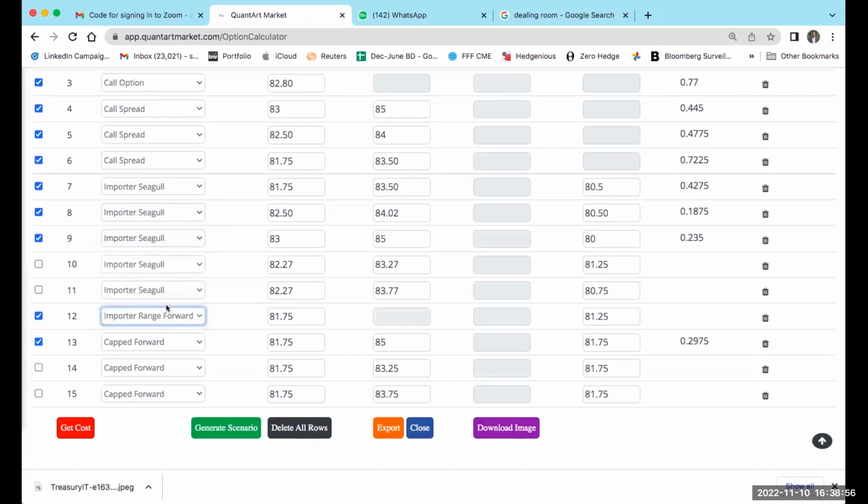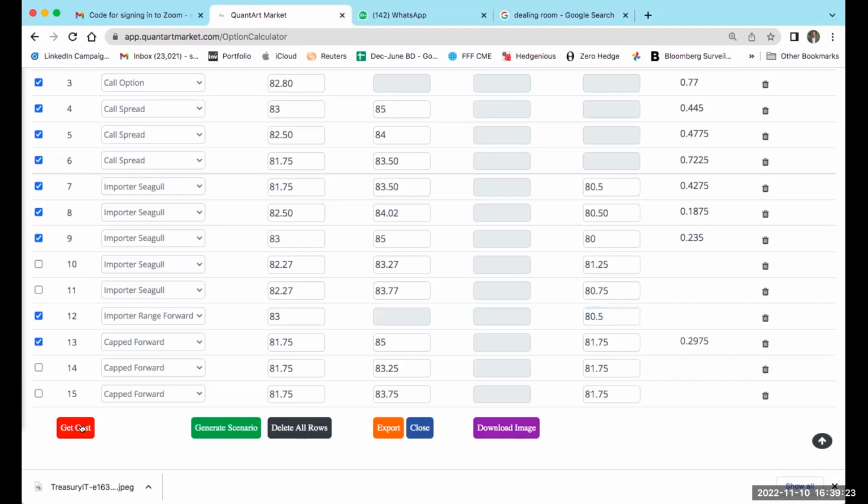It's called an importers range forward, where you say that my worst case should be protected first of all. So I buy a call option at 83, and my best case also should be, let's say I don't want benefit more than 81. This is the structure I want. Worst case should be 83, even if it goes to 85, 86, it should be well known to us. And benefit till 81 is all we are looking at, or let's say 80.5.